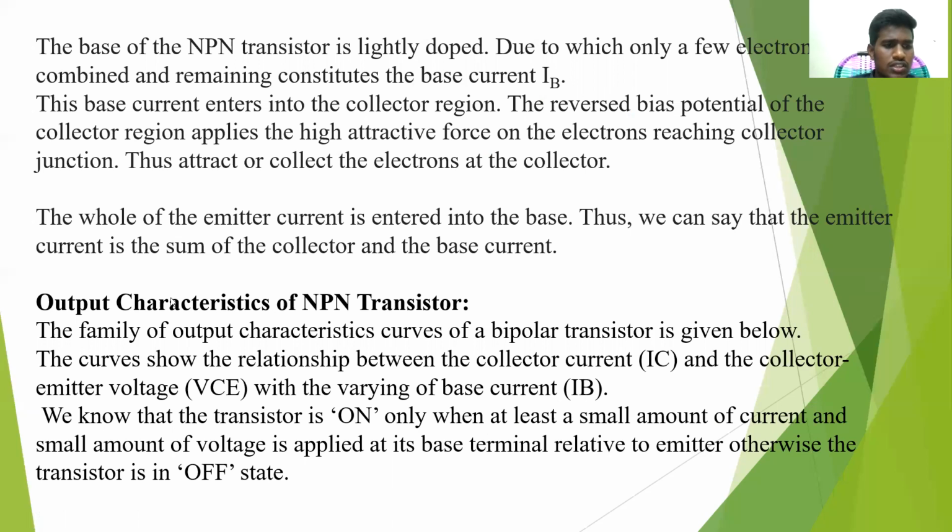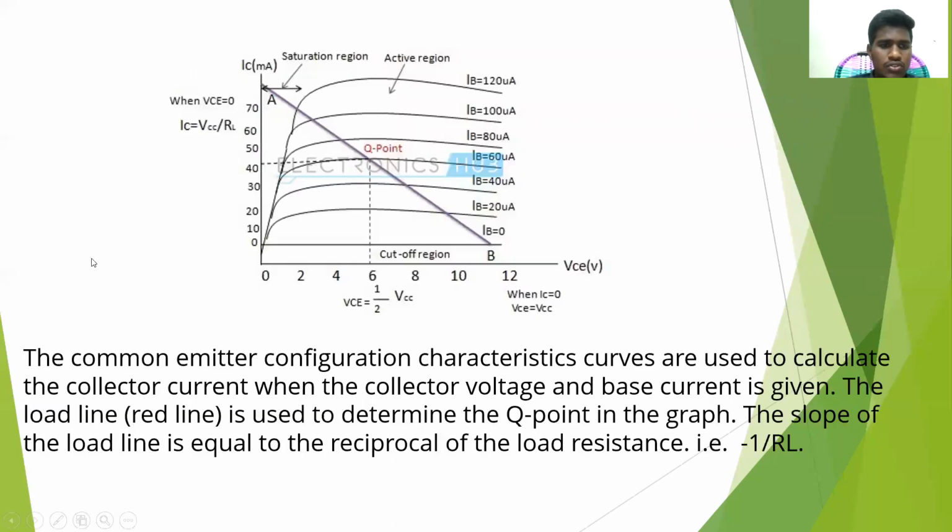As we have discussed in common emitter, the input current is the IB current and the output current is the IC current. Whenever we apply some voltage or current, only then does it work as a transistor, only then does it work in the on state, otherwise its state is off.